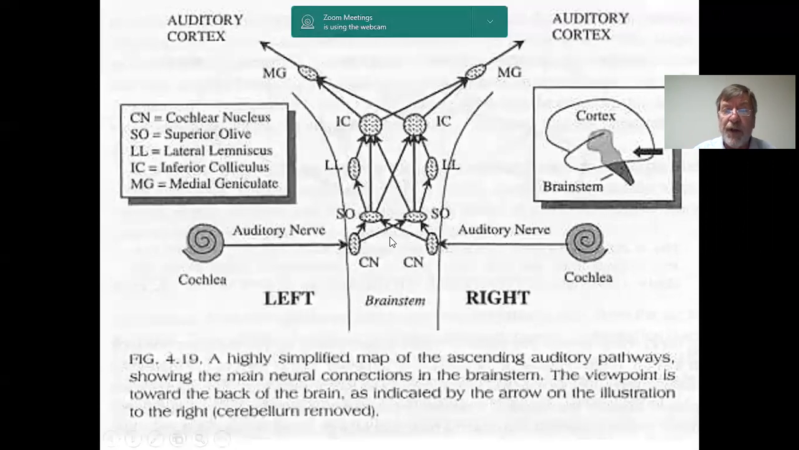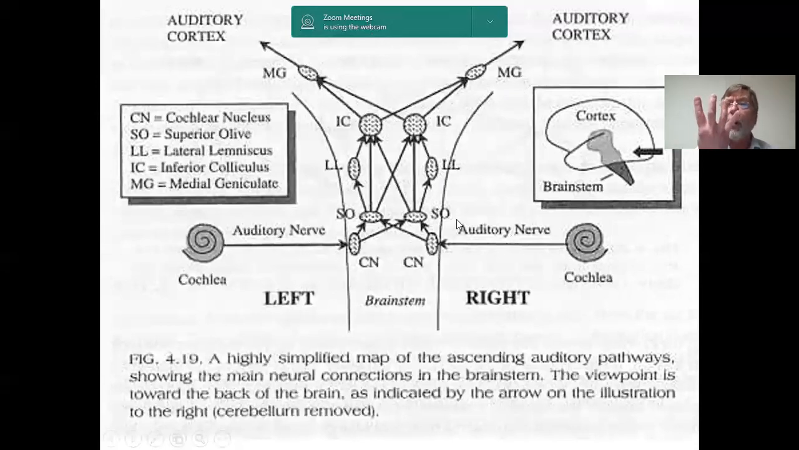And notice here how you've got arrows crossing over, and that's called decussation, crossover. So now both ears are represented by this superior olivary complex. As you go higher up, you still continue to have crossover. And then another pair of nuclei. And then now you're out of the brainstem and you're in the thalamus. And we'll talk about each of these pit stops.